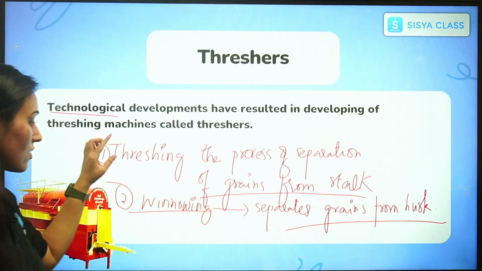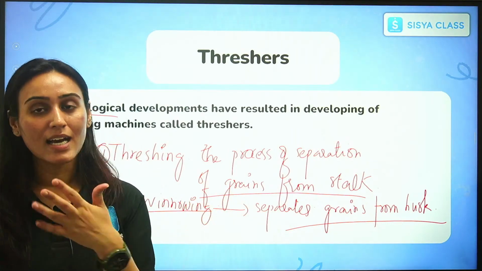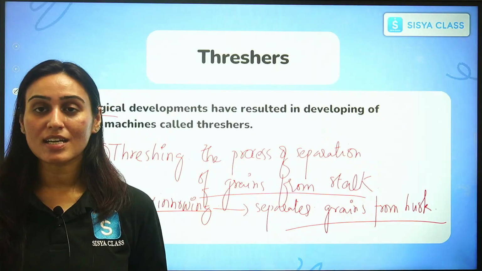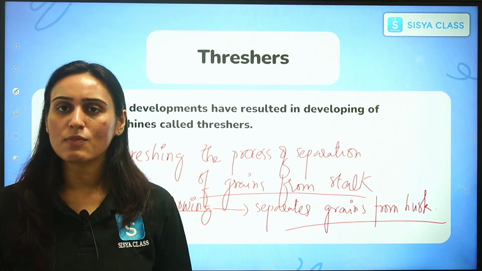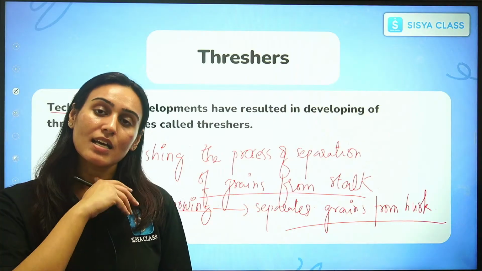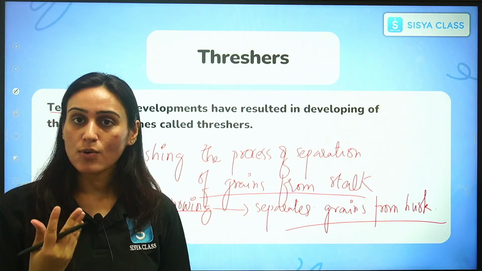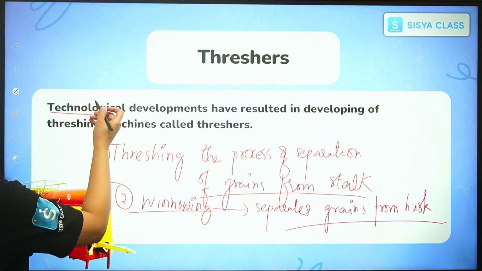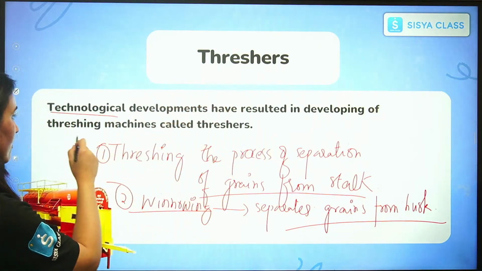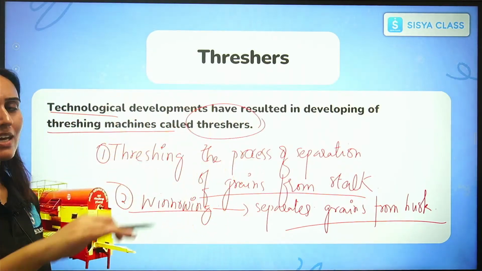right? So these two methods that you have employed separately, now because of technological advancement, you have everything in one single machine, everyone. What do we call them? Threshers. They do this entire thing in one go. Yes, you don't have to do anything, right? So technological developments have resulted in developing of threshing machines. Directly they will help you out.